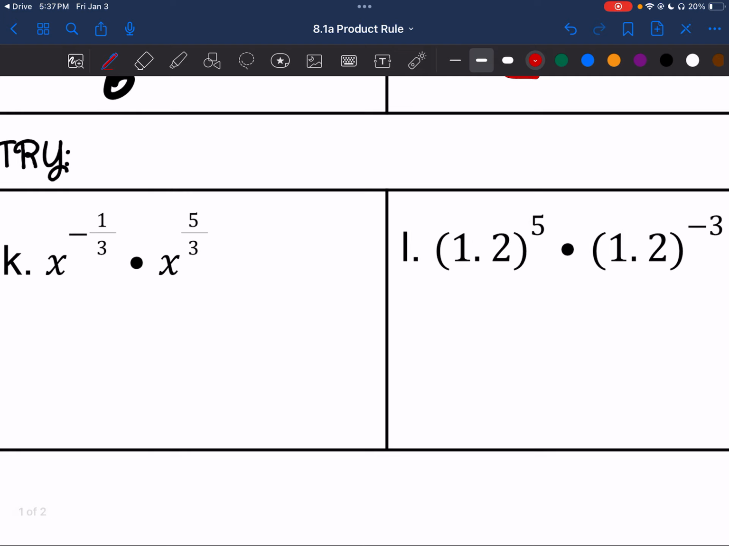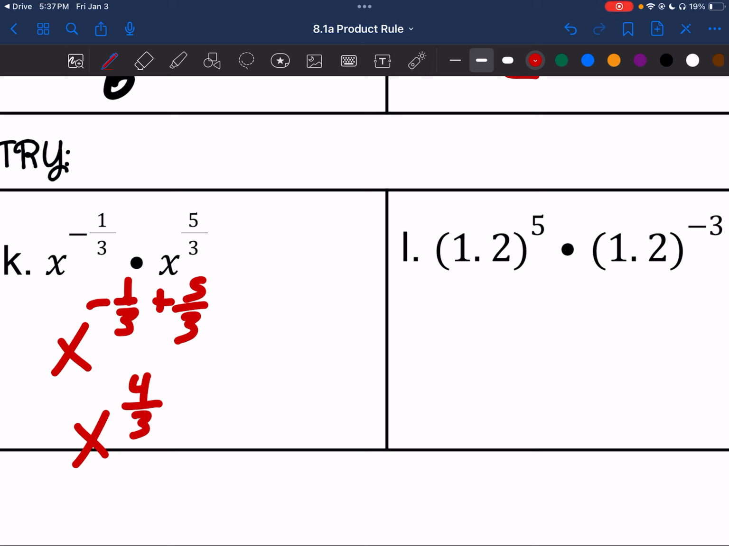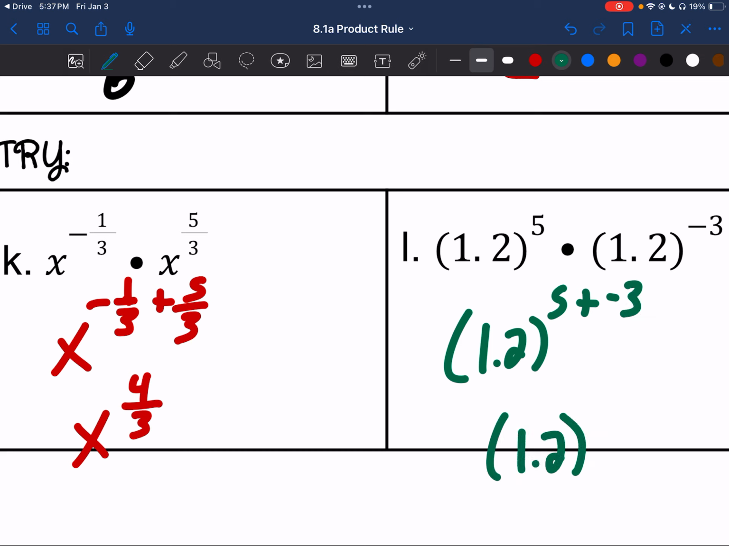K and L. K, we've got -1/3 and 5/3 as our two exponents. So we have -1/3, we have plus 5/3. That gives us x to the 4/3 power. And letter L, we have 1.2 to the 5th power plus a -3rd power. So we get 1.2 to the 2nd power. 5 minus 3 is going to give us 2.